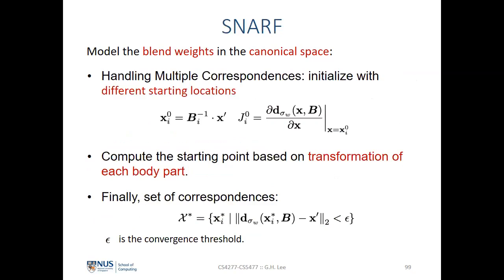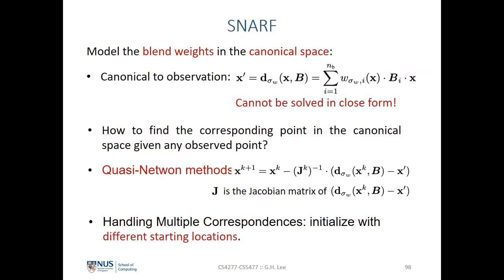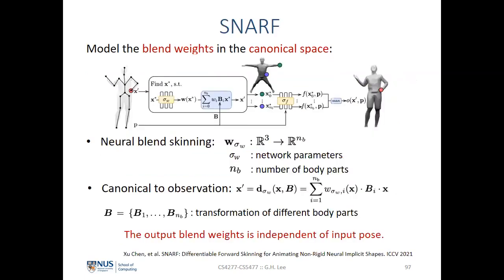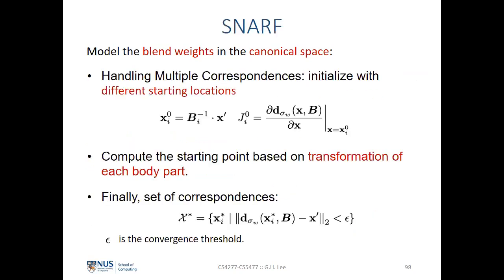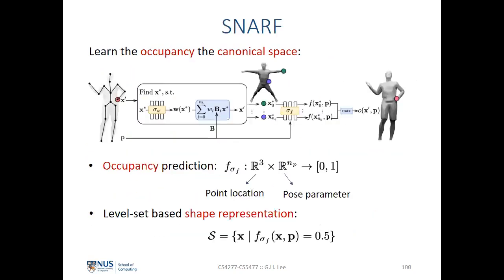Then you can also do multi-correspondences. That means you initialize with a vector over here of all the X, so you can solve for multiple points at the same time. But it will all be inside this Newton-Raphson or quasi-Newton method. Okay, and this is NeRF.